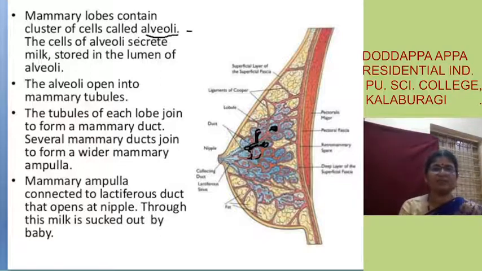join together to form a wider structure. So this is a wider structure which is called mammary ampulla. You drew a single structure in the class. Mammary ampulla is connected to the lactiferous duct. This lactiferous duct opens outside through a small opening in the nipple. So this is a nipple, and through these pores which are present in the nipple, the milk will get ejected when the baby will suckle after the delivery.